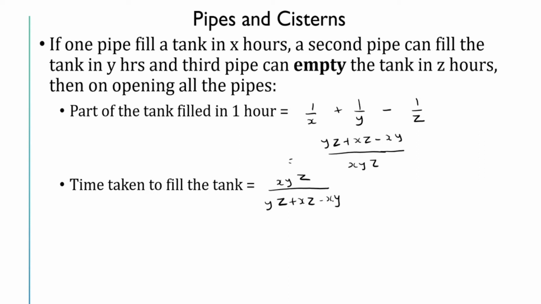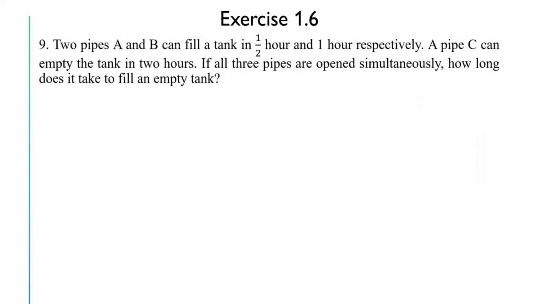Now, we will see some of the problems based on these formulas. So, I will continue with the problems from exercise 1.6 from chapter 1 Applied Mathematics by M.L. Agarwal. The ninth question: two pipes A and B can fill a tank in half an hour and 1 hour respectively. A pipe C can empty the tank in 2 hours. If all three pipes are open simultaneously, how long does it take to fill an empty tank?